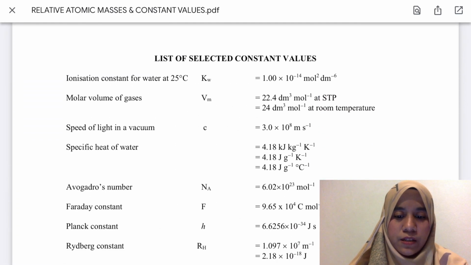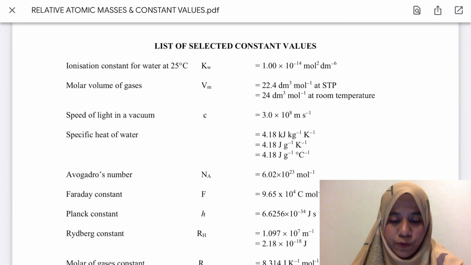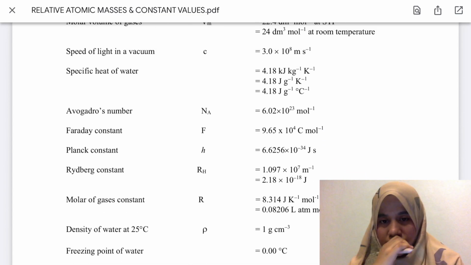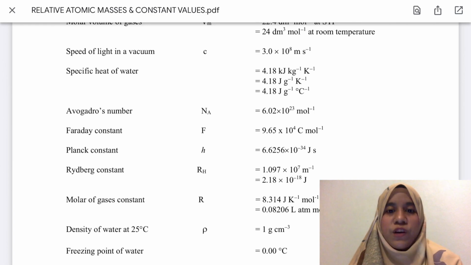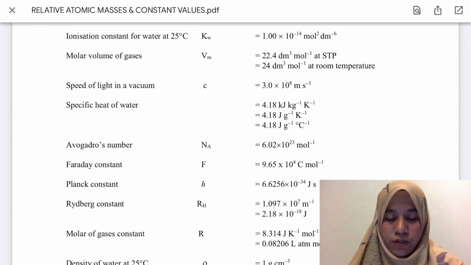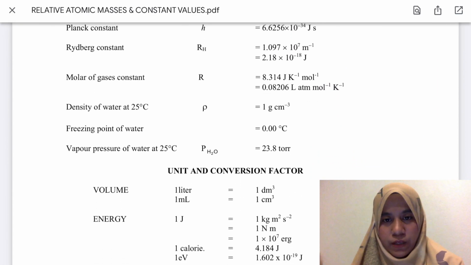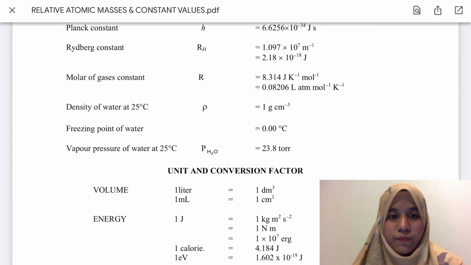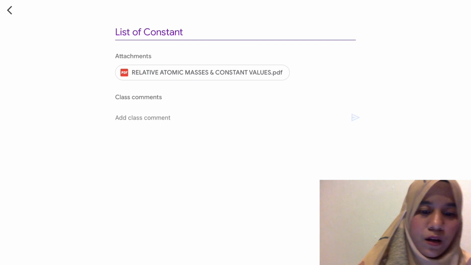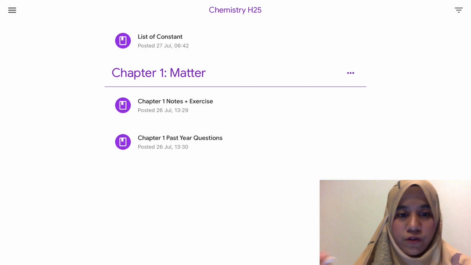Okay, and then kat sini ada list of selected constant values. So yang ini pun sama juga. Sebab certain times in question does not give you the value, so you have to find it here. Sebenarnya bukan kena hafal. You can find it in the list of selected constant values. So jangan risau, nanti bila kita belajar, I'm gonna refer back to this lah. Kalau contohnya ada information yang tiada. So that is for the list of constant.